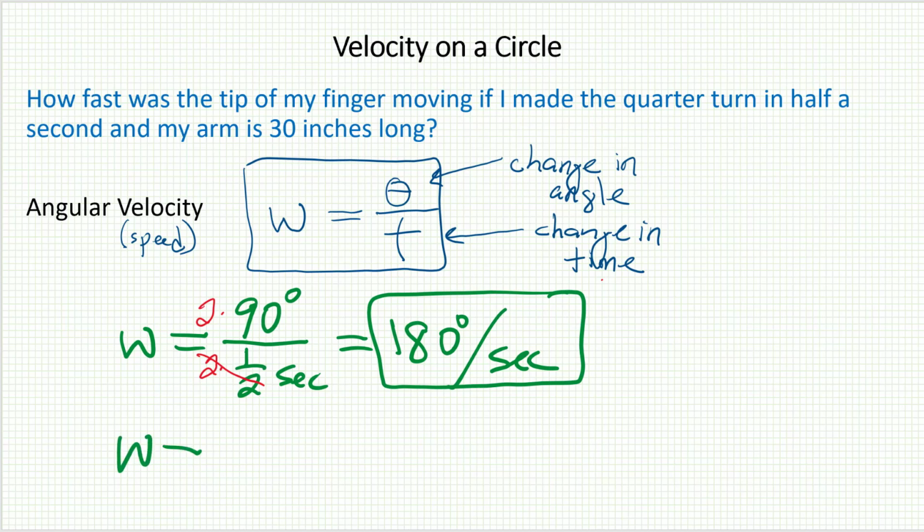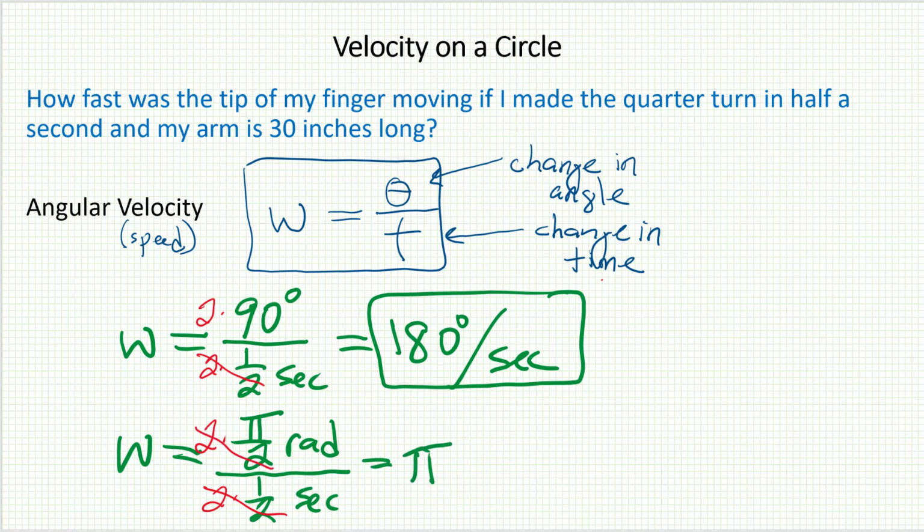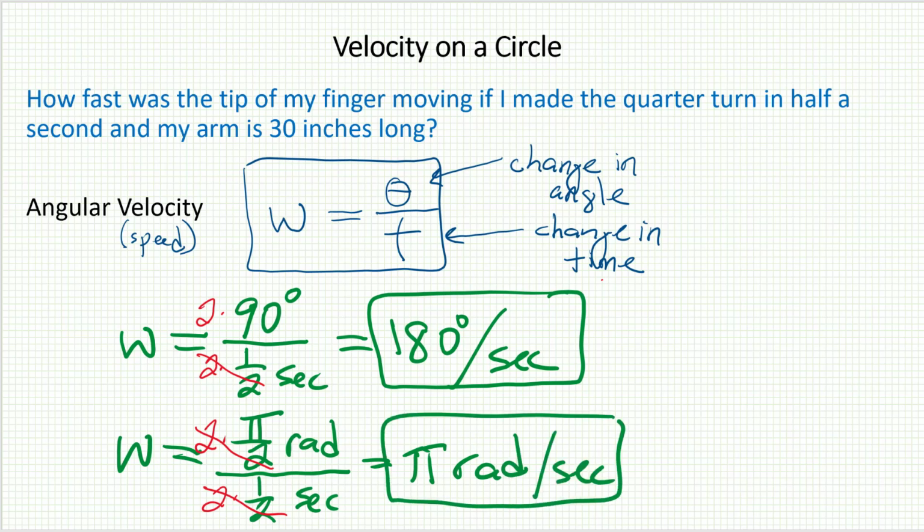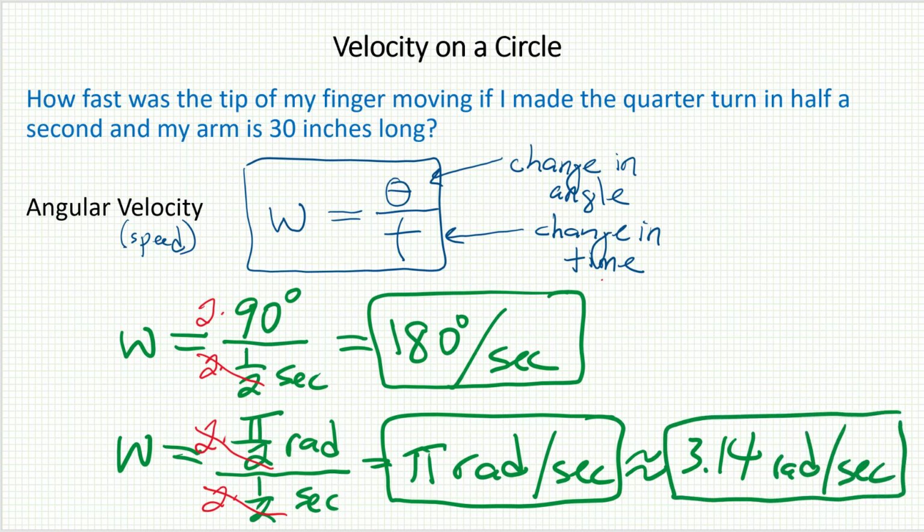In radians, this would be pi over 2, right, is 90 degrees. So pi over 2 radians over that same half a second. Again, multiplying the top and bottom by 2 works out nicely. All the 2's cancel. And I'm left with pi radians per second. Or, as a decimal approximation, about 3.14 radians per second. That's one way to answer the question, how fast was the tip of my finger moving?